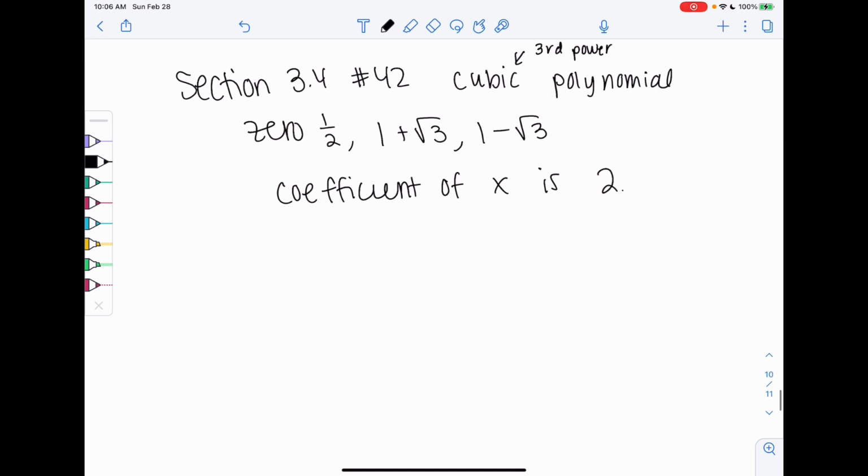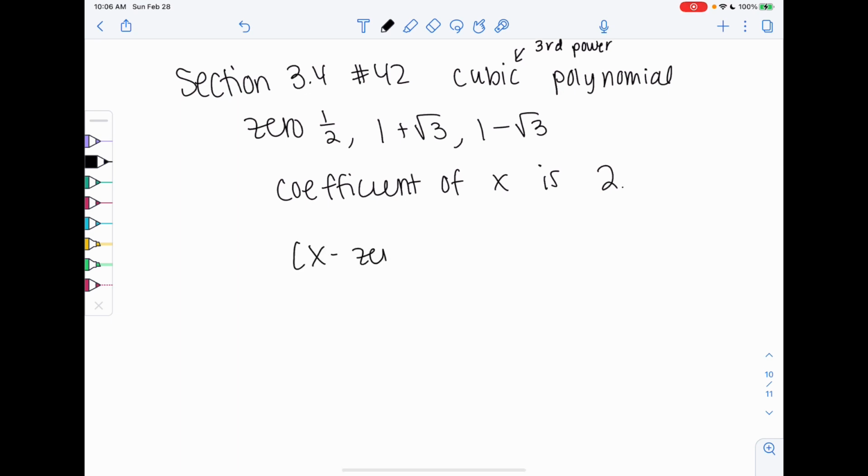So again, we know that we have x minus 0, so we'll have x minus 1/2. We'll have x minus, and then we want to put that in parentheses, 1 plus root 3. It's in parentheses because we're minusing that whole entire 0. And then x minus 1 minus root 3. Again, also the entire 0 in parentheses.